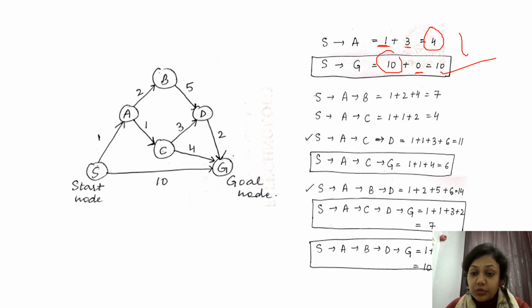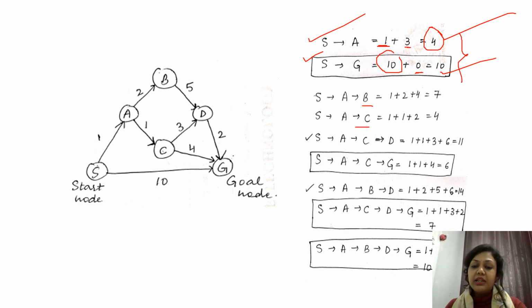Now, among these two, again, I am saying we have to see what is the minimum path. Then we will further explore that path only. Now, S to A, A is going to C also and A is going to B also. We will explore both the paths and calculate the answer. Now, we will see S is going to A and A is going to B. The answer which we are getting is 7. And through this path S to A to C we are getting 4. Now, we will further explore this path because we are getting a minimum value 4.